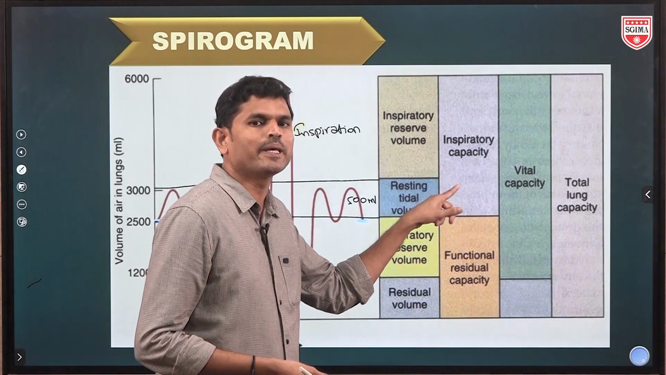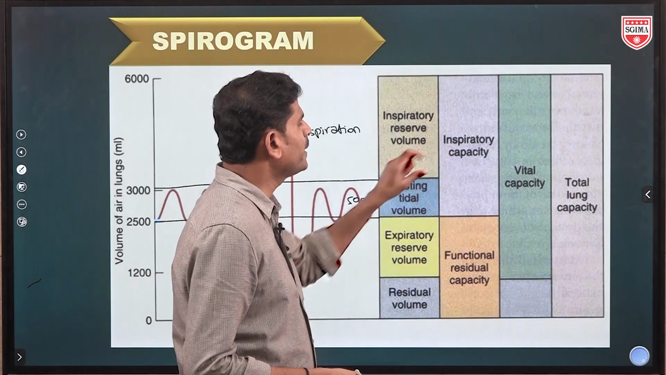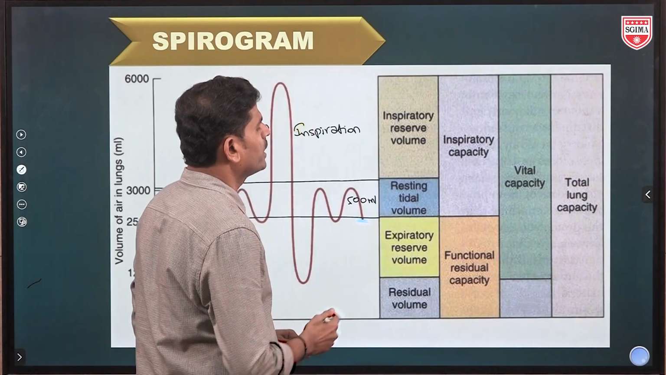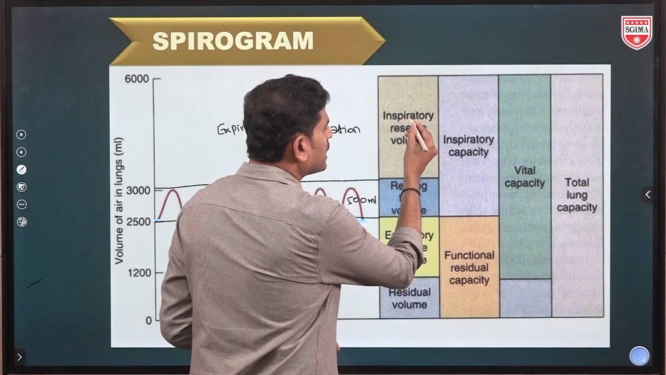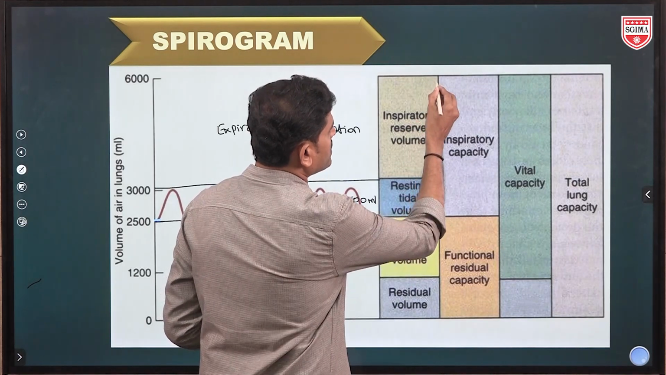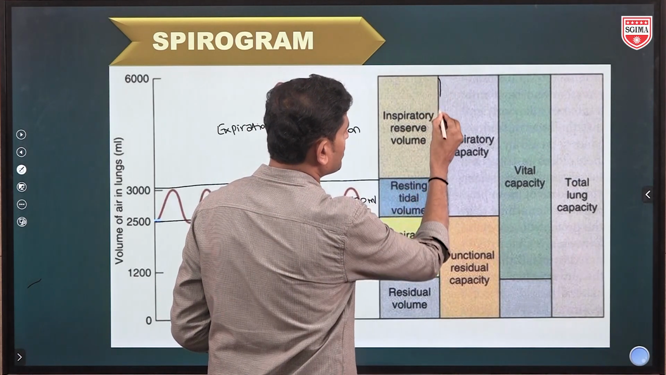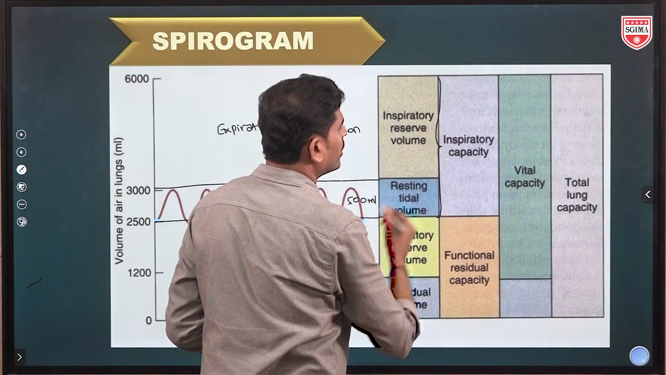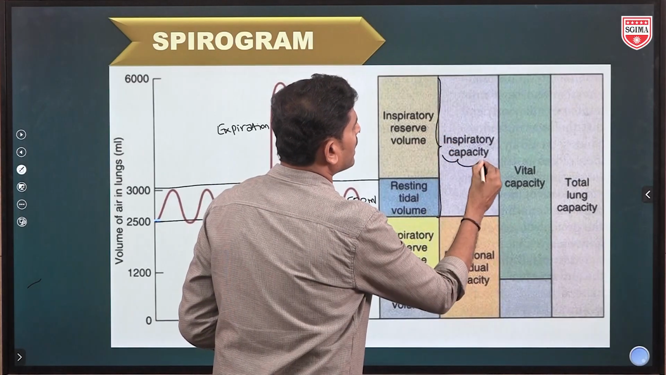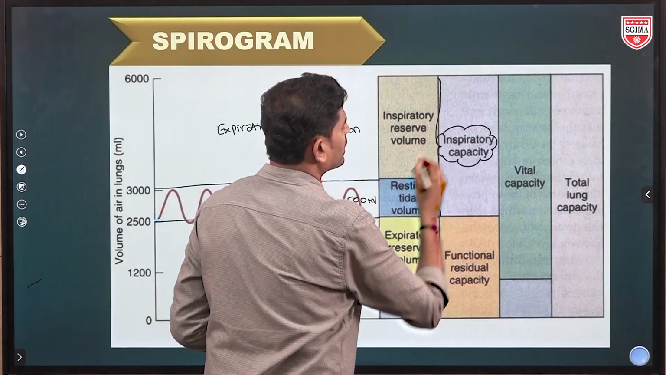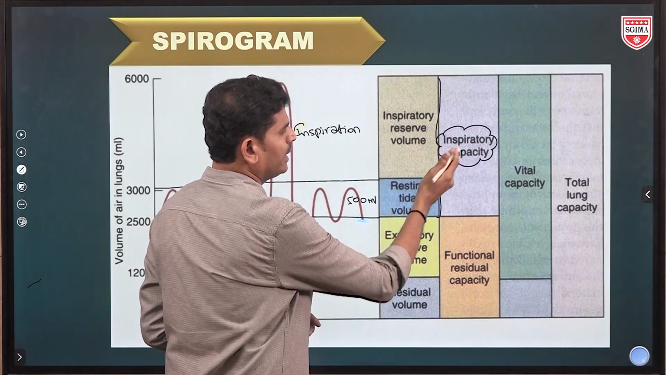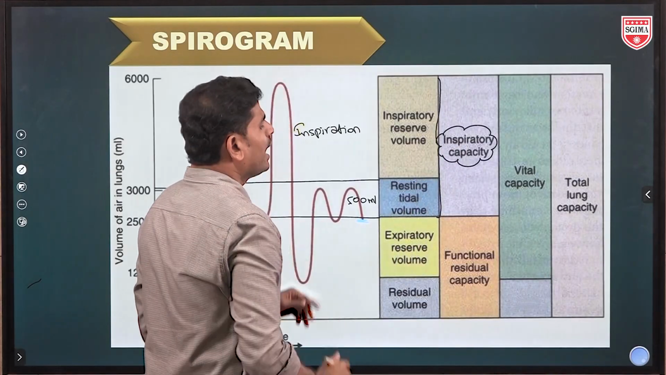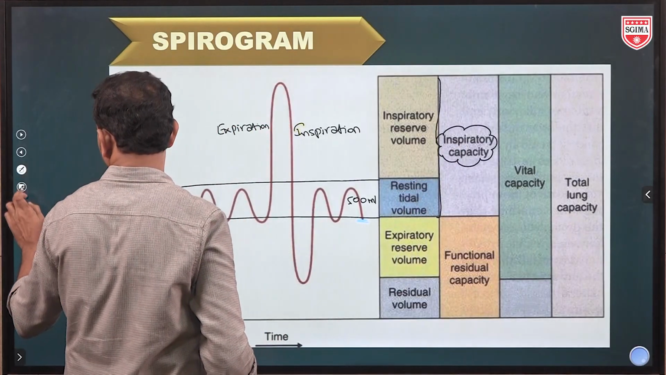The first one is inspiratory capacity. Inspiratory capacity means tidal volume plus inspiratory reserve volume. The sum of these two things is known as inspiratory capacity. That is nothing but TV plus IRV, which is IC.